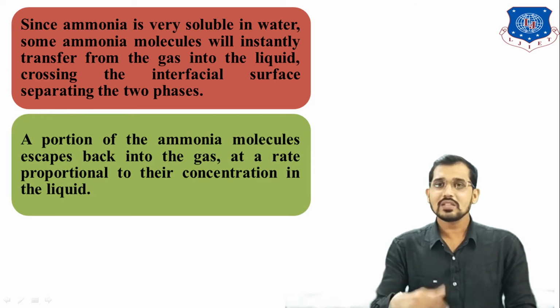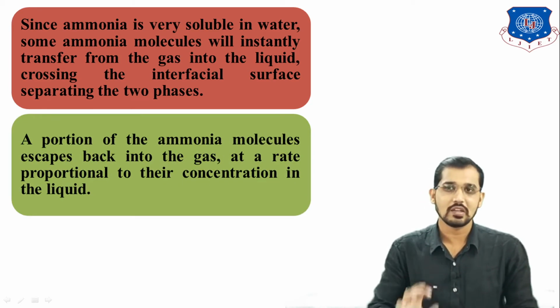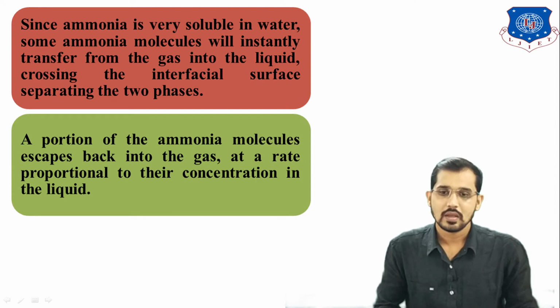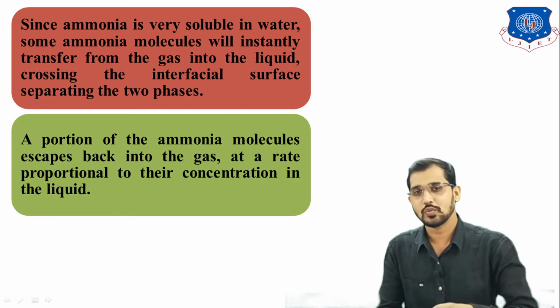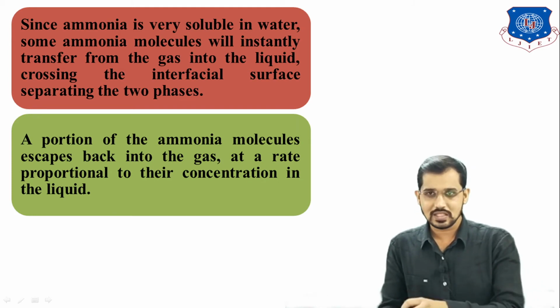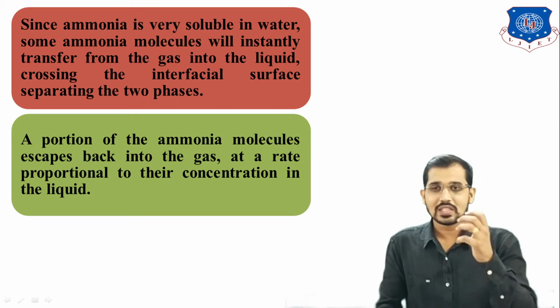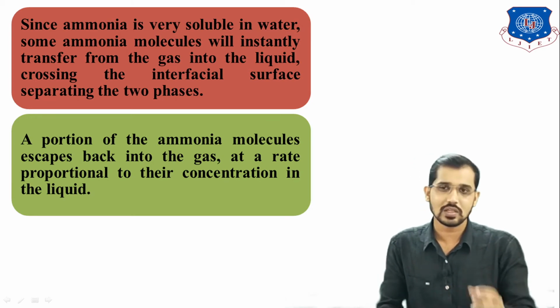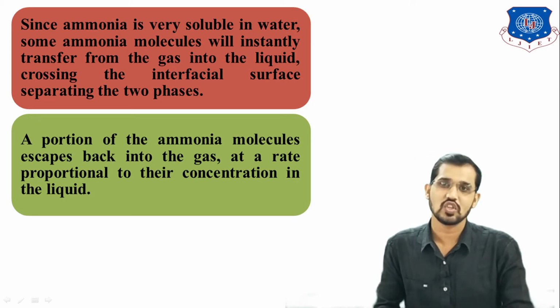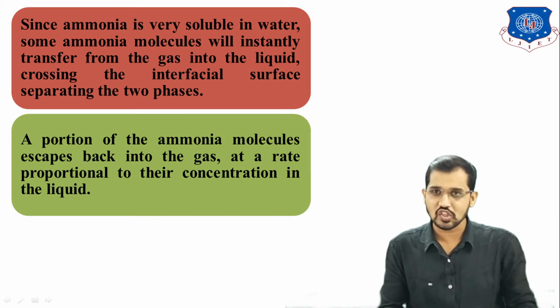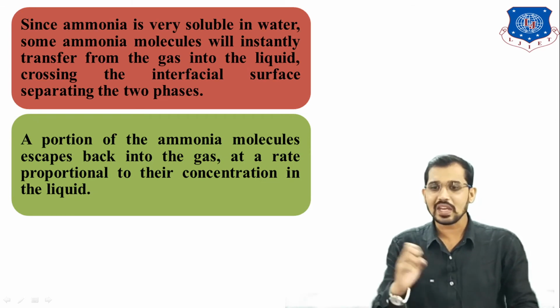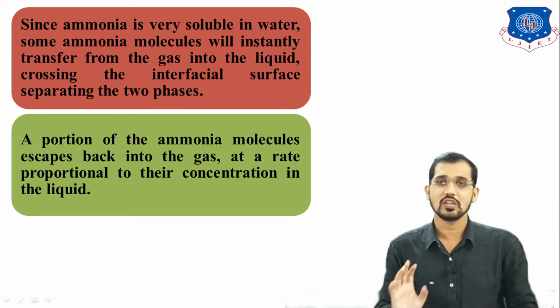After that, there is the reverse phenomenon that is responsible for the chemical equilibrium. A portion of the ammonia molecules escape back into the gas at a rate proportional to their concentration in the liquid. What is happening in gas absorption? We are removing part of the ammonia from the gaseous mixture into the water stream. But at the same time a reverse phenomenon also takes place: whatever ammonia is dissolved in the water stream is escaping back into the gaseous mixture. So the rate of the backward reaction increases, as a portion of the ammonia molecules escape back into the gas at a rate proportional to their concentration in the liquid.